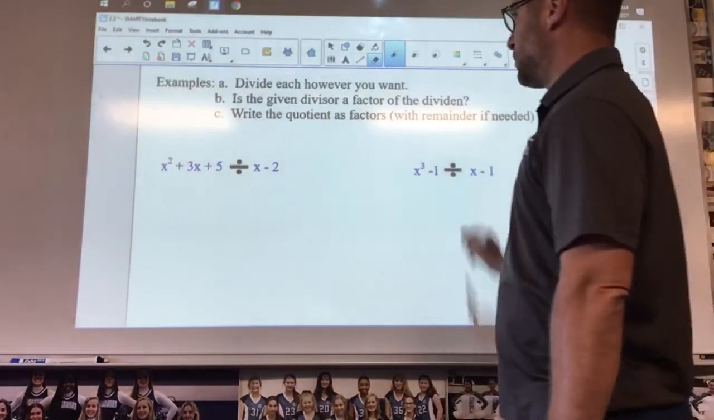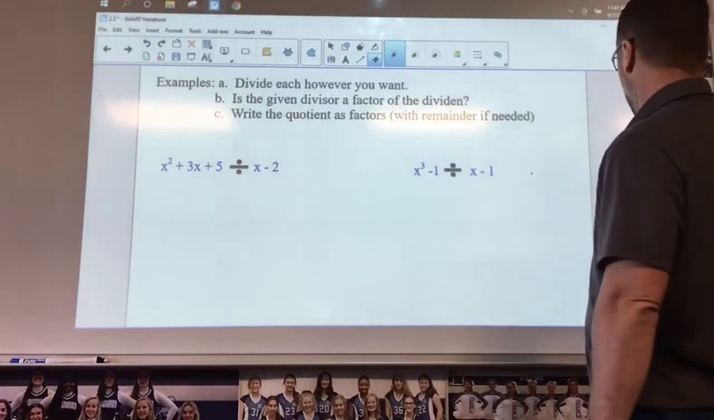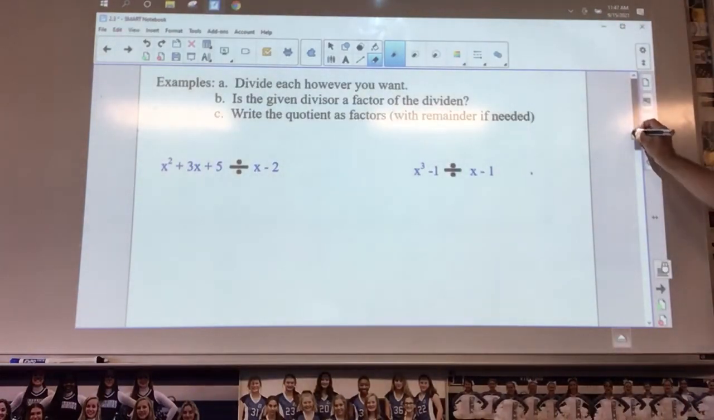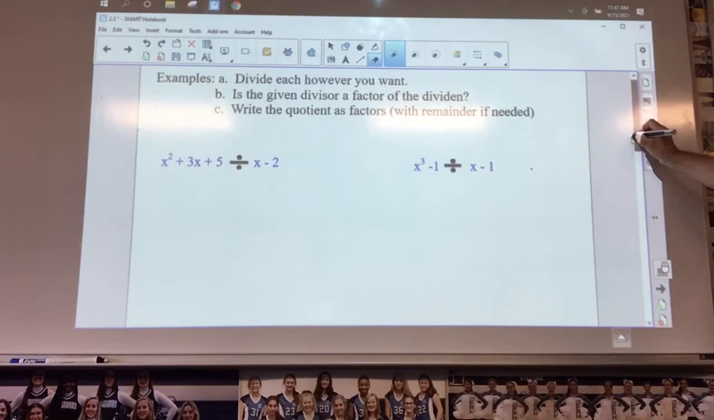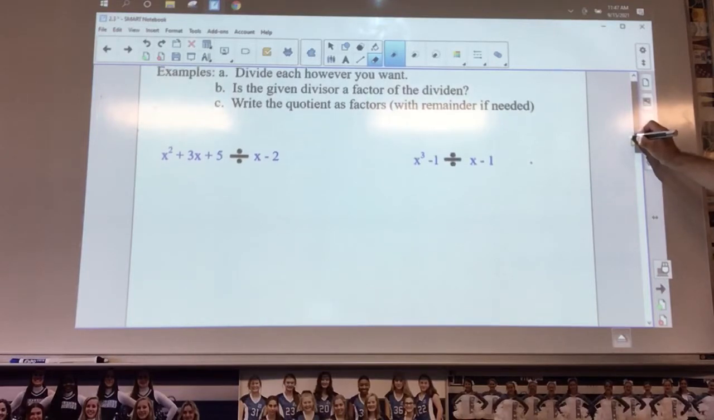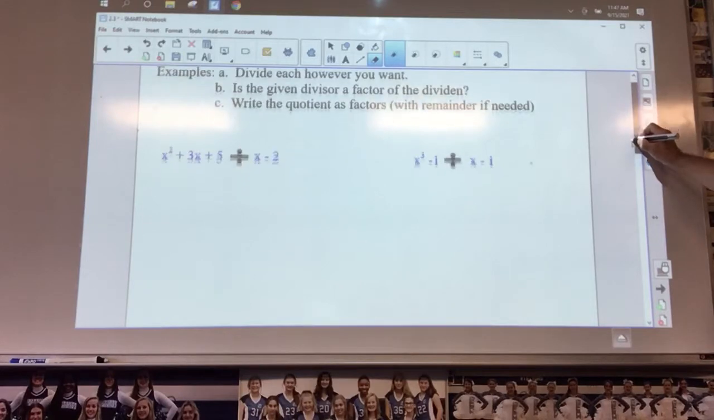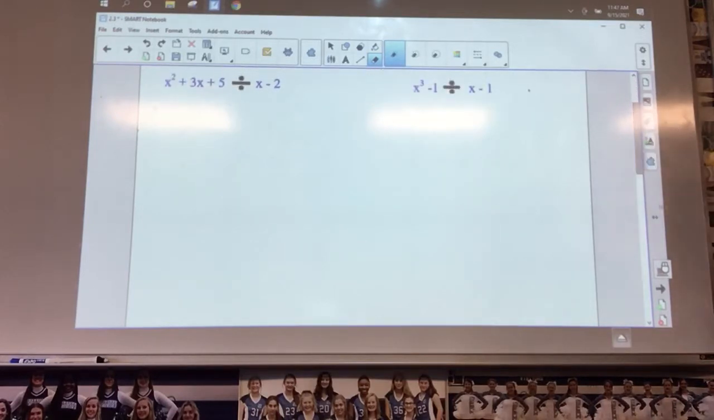So here's my page. We're going to do some division here, and we'll write our answer. The questions say: divide, however you want. Is a given divisor a factor of the dividend? Write the quotient as factors with remainder if needed. So I have A, B, and C. Kind of a mouthful of things to do there. All right, so here's the first one.